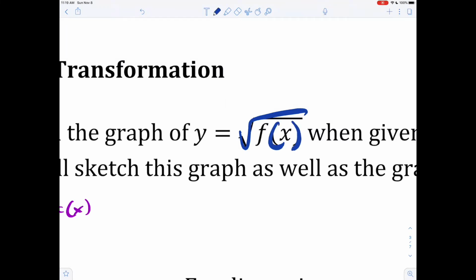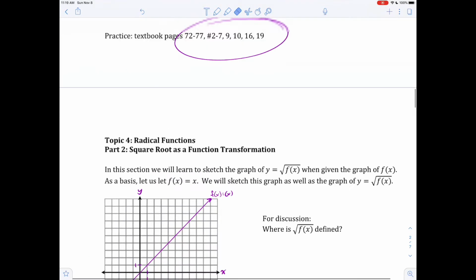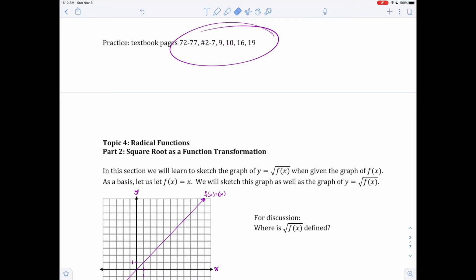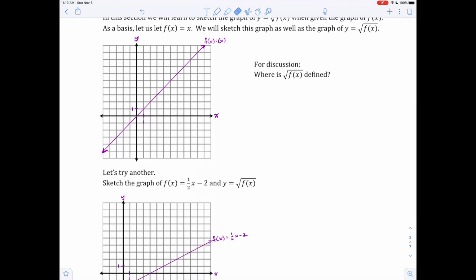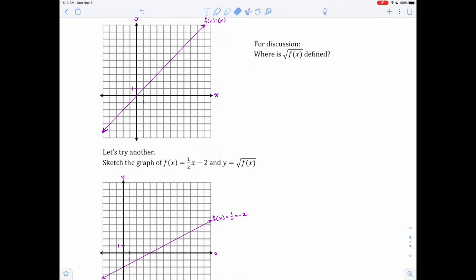It's not part of the input for f, so it's not going to be a horizontal effect. It will be vertical, right, because it is outside those brackets. So this is going to affect strictly our y values. Any vertical transformation will. We're going to look at a couple of linear cases, and then we're going to discuss where f of x is defined in each case. We'll talk about what we expect to see, and we'll go from there.